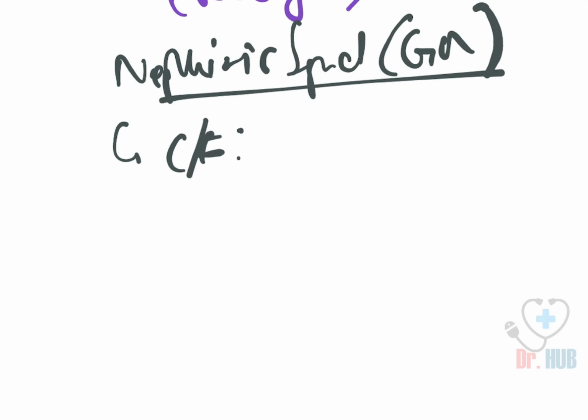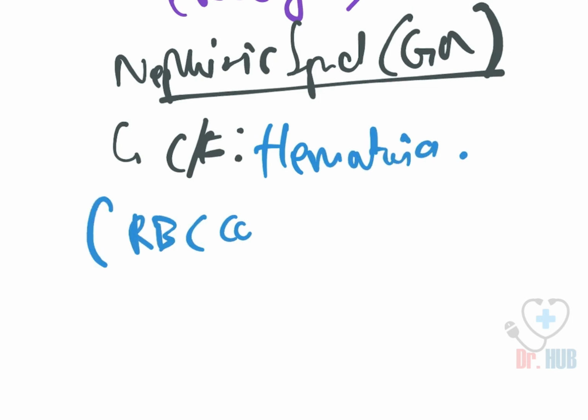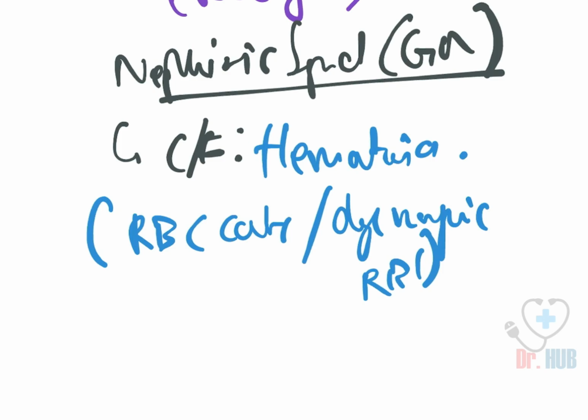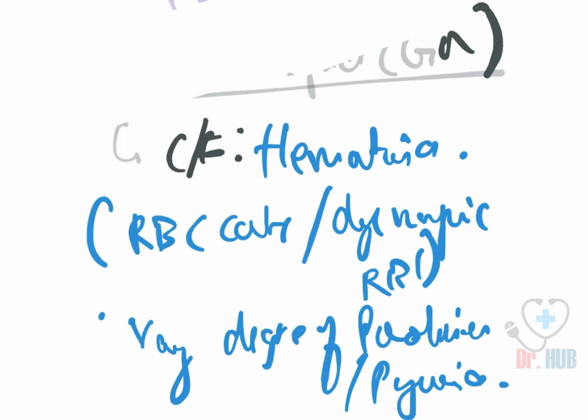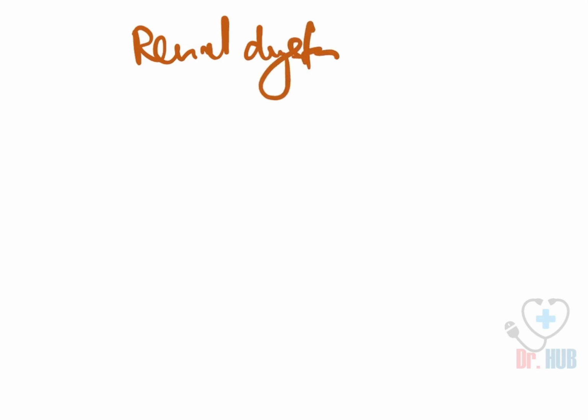The next question was about nephritic syndrome, that is glomerulonephritis. What are the hallmark clinical features? That included hematuria, which is the presence of RBC casts and dysmorphic RBCs, as well as varying degree of proteinuria and pyuria. Next, in case of the nephritic syndrome, there is also renal dysfunction as well as hypertension.